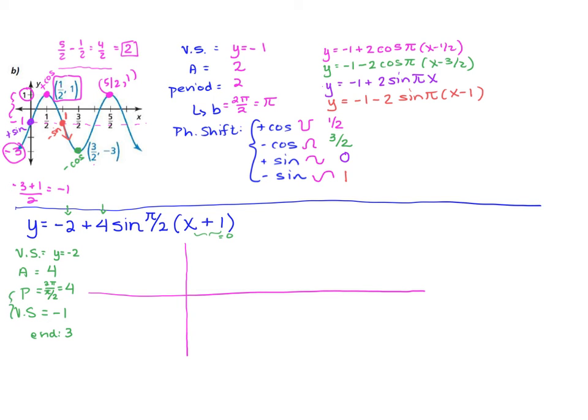So I add these two to get my start. This is where I start my graph, the x value. This is where I end. And then these two tell me how to set up my y-axis. My vertical shift is at -2, so here is -2, and I add and subtract my amplitude. So -2 plus 4 is going to take me up to 2. -2 minus 4 is going to take me down to -6.